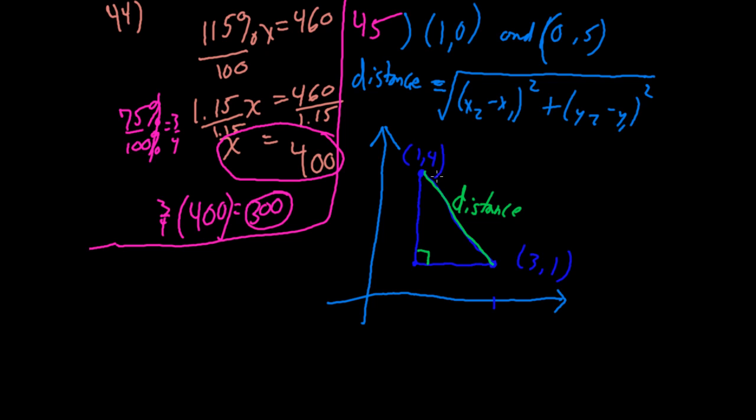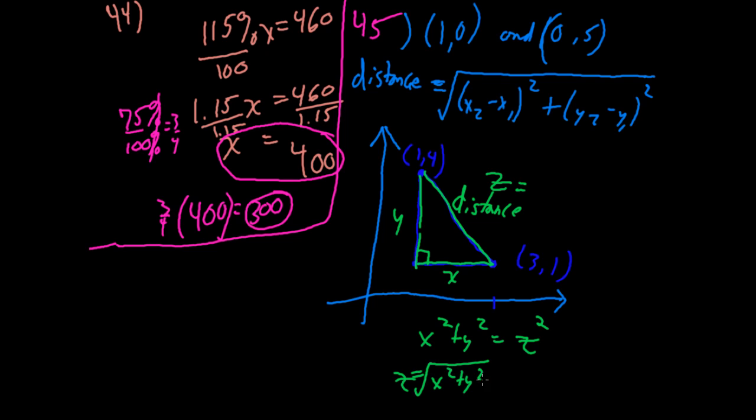So how would we find the hypotenuse regularly? Well, we would take the x value right here, square it, and add it to the square of the y value. We could use the Pythagorean theorem, so we'd have x squared plus y squared will be equal to, we can call this hypotenuse z, or the distance equals z, so that would be equal to z squared. So z is equal to the square root of x squared plus y squared.